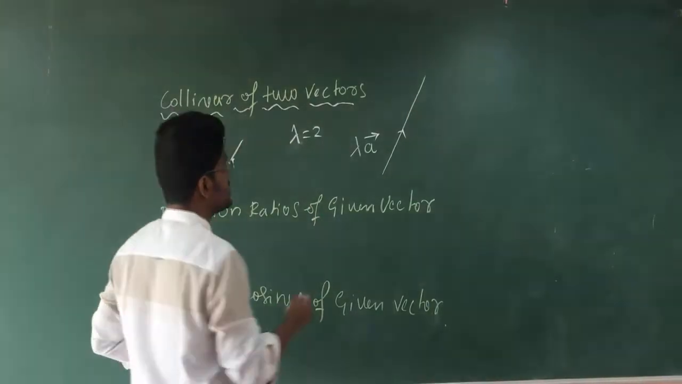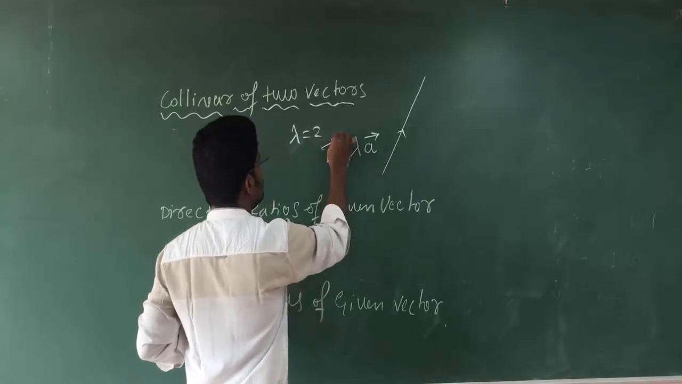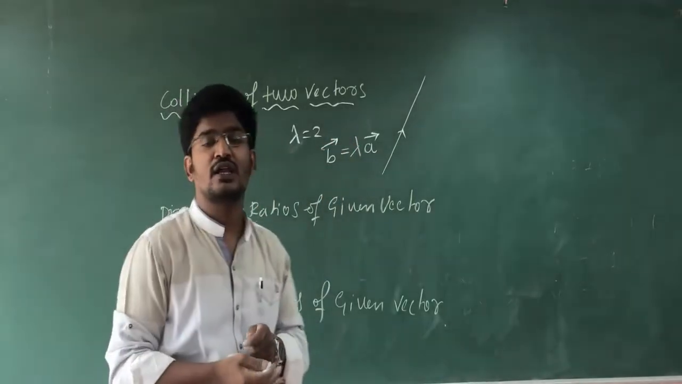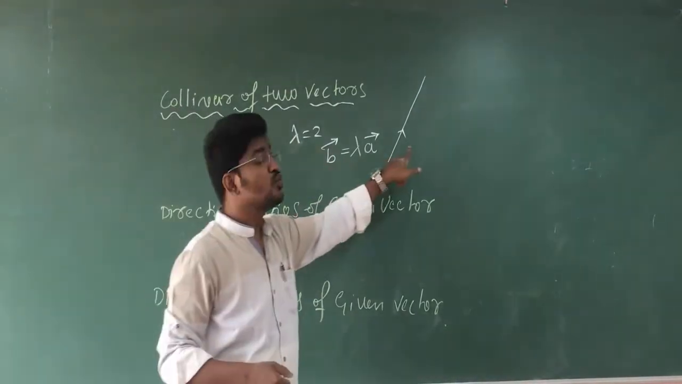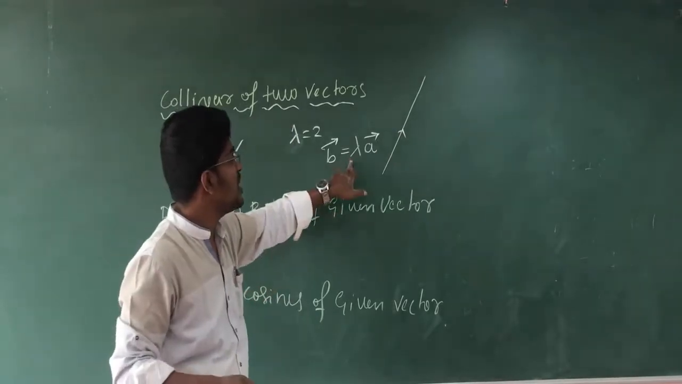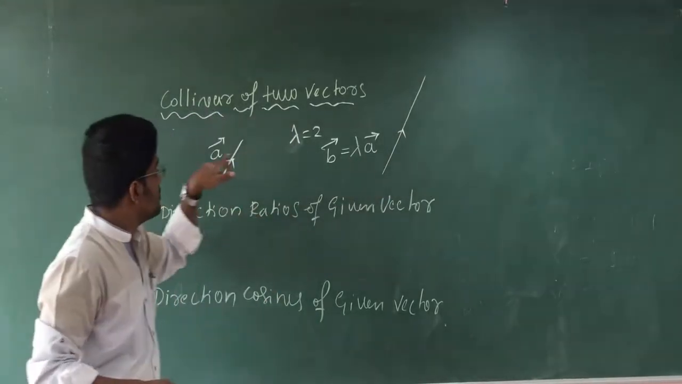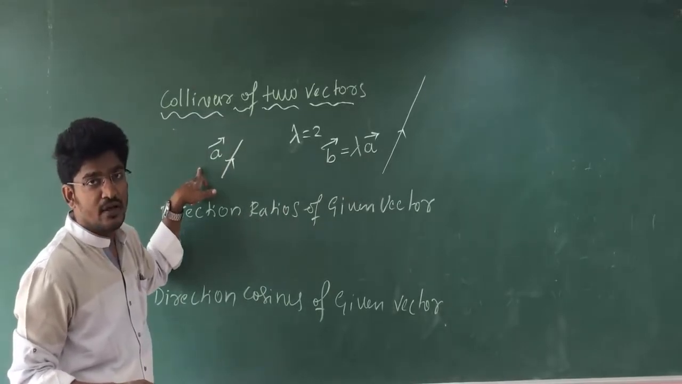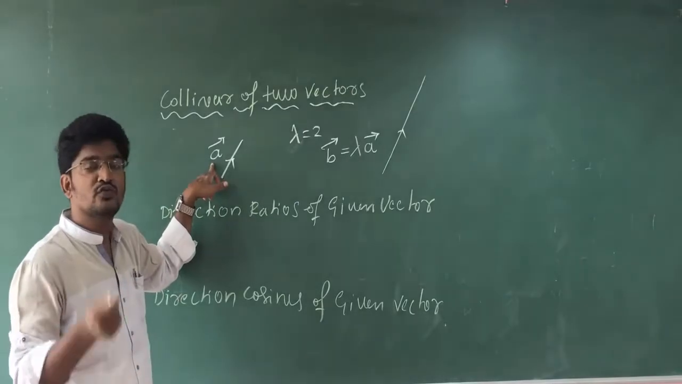So for that reason, I will take this lambda A as vector B. Are you clear? So this is vector A. This is vector B. That vector B is nothing but what? Lambda times of vector A. What is lambda times of vector A? Lambda is multiplied to vector A. What is lambda? 2, a scalar term. So that 2 is multiplied to vector A.